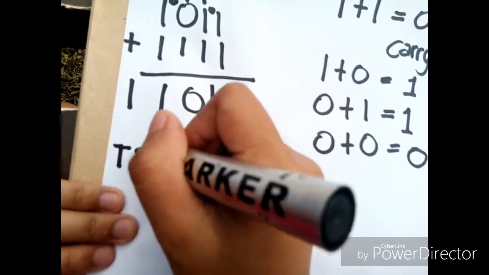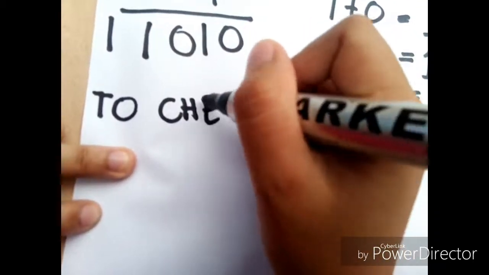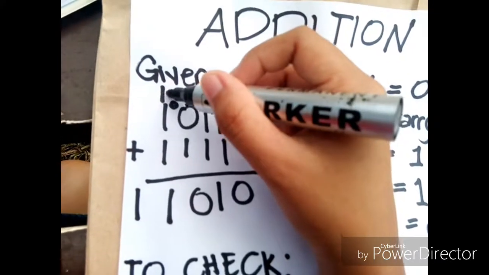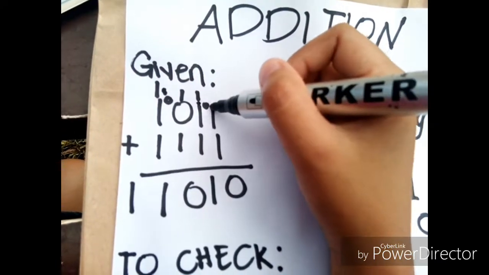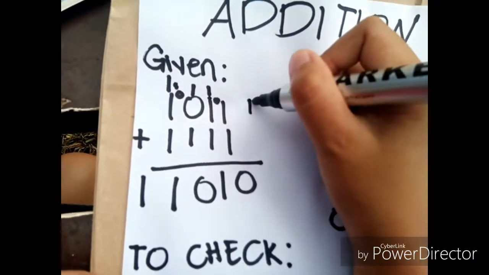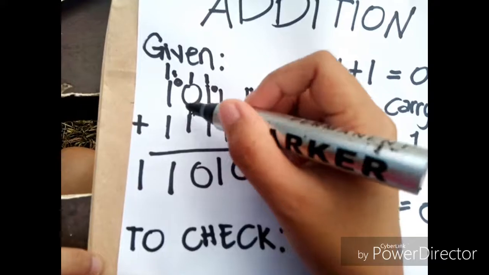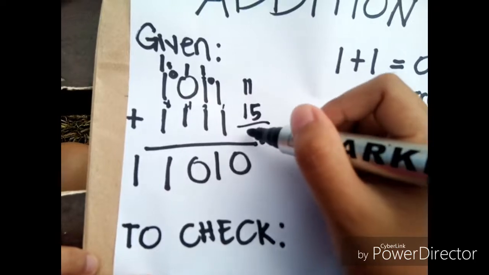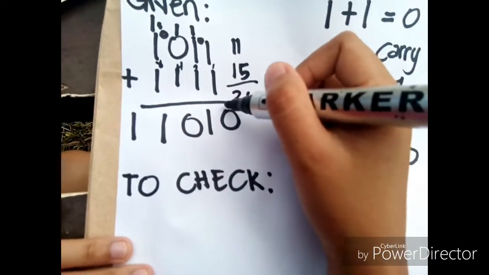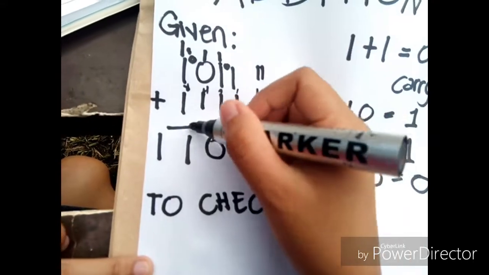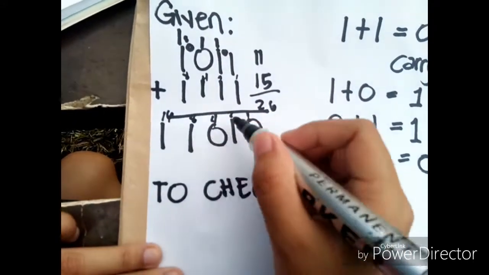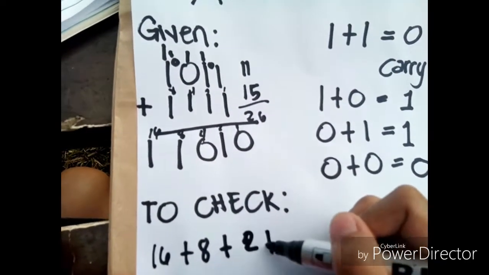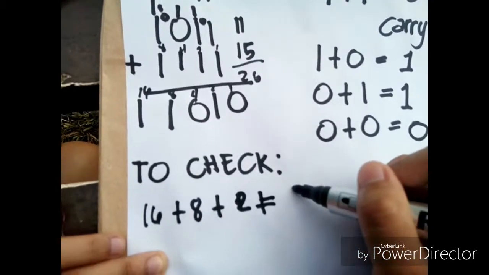So to check, let's put the binary number into a decimal number. That would be 1, 2, 4, 8, 16. So 11010 is equal to 16 plus 8 plus 2, which is equal to 26, and we got the correct answer.